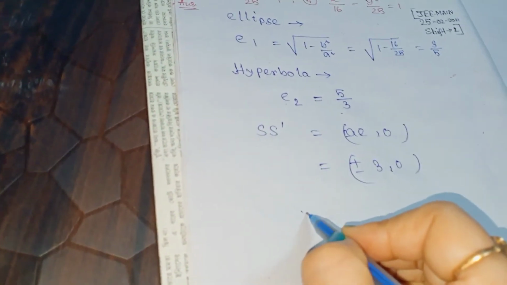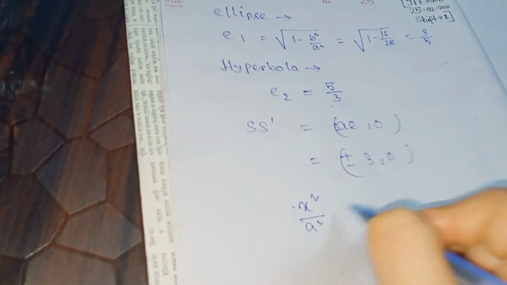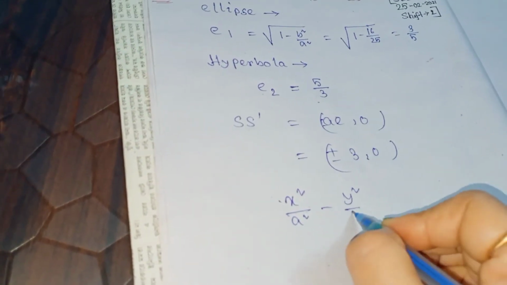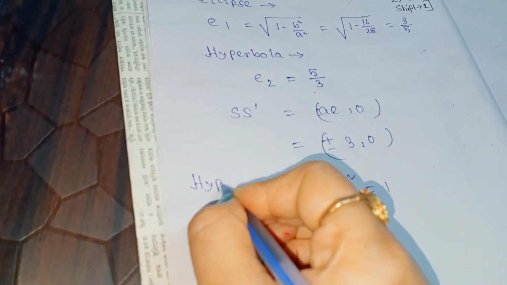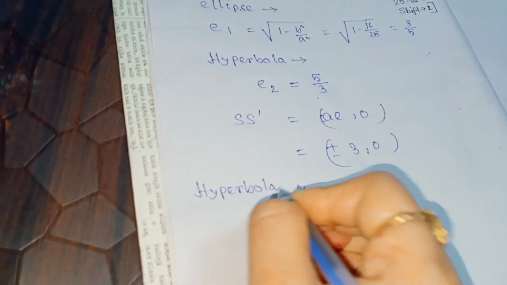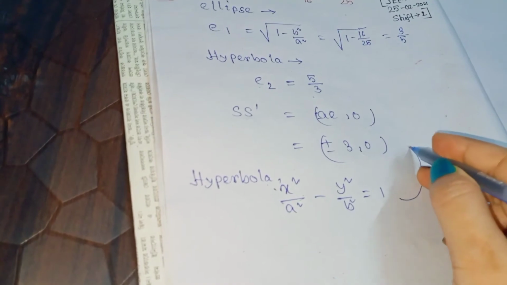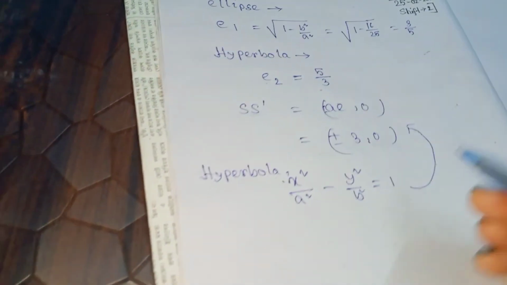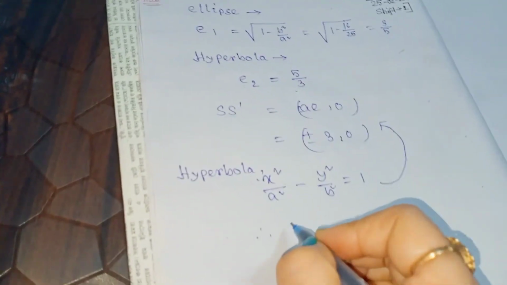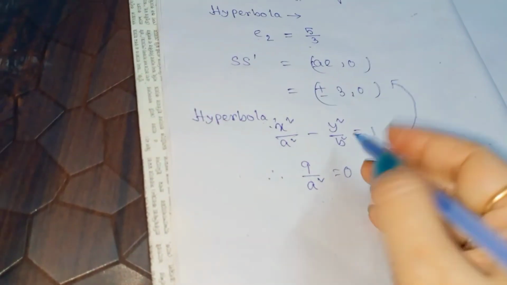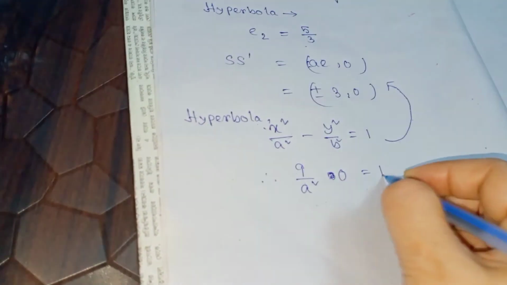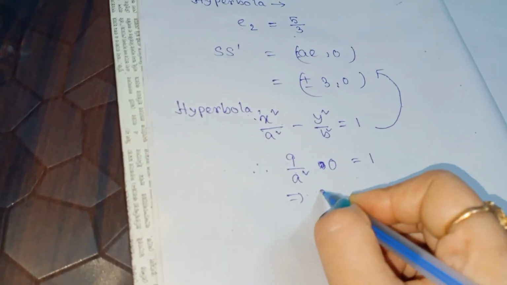Now the hyperbola is passing through the foci of the ellipse, so it passes through this point. So the hyperbola is x square by a square minus y square by b square is equal to 1, if it is the hyperbola, and it passes through this point. Therefore 9 by a square minus 0 is equal to 1, so that implies a square is equal to 9 here.